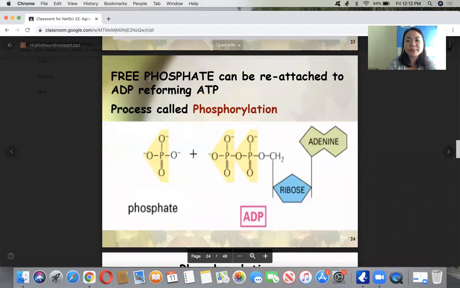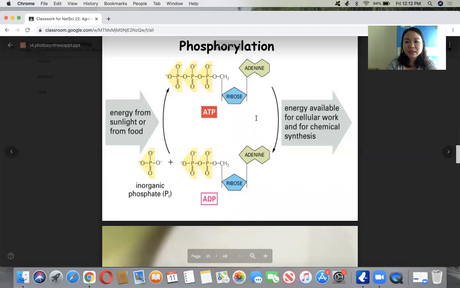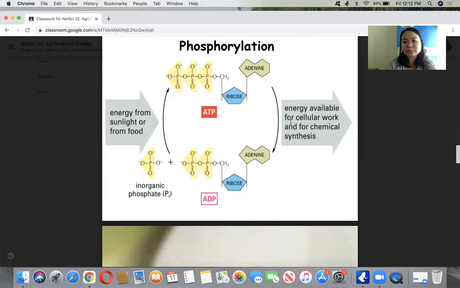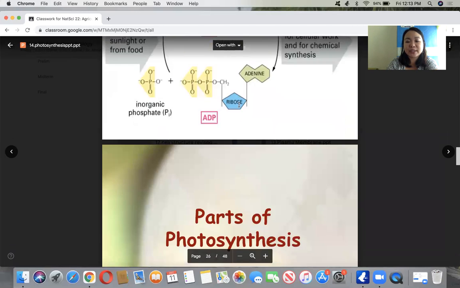So the free phosphate can be reattached to adenosine diphosphate, reforming ATP, in a process called phosphorylation. In phosphorylation, the energy from sunlight or from food, with the inorganic phosphate, is used to produce ATP with energy available for cellular work and for chemical synthesis, and the whole process is known as phosphorylation.